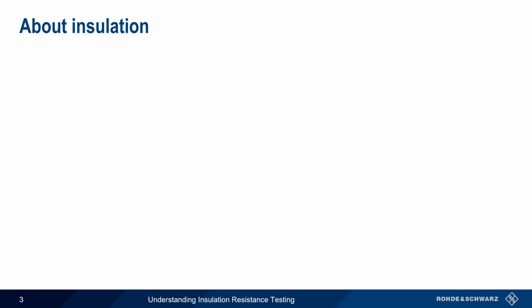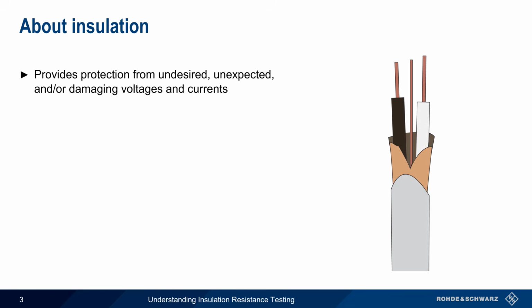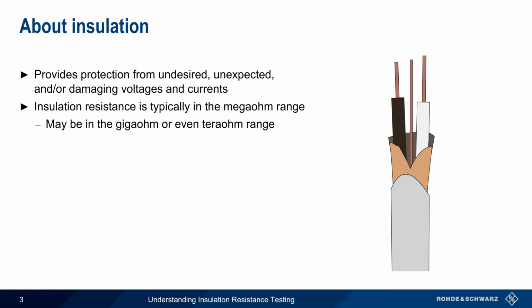The word insulation is commonly used to describe materials that provide protection from unwanted, unexpected, and/or damaging electrical voltages and currents. Depending on the magnitudes of the voltages and currents present, insulation typically has a resistance of megohms, although for some applications, this insulation resistance may even be in the giga or teraohm range.